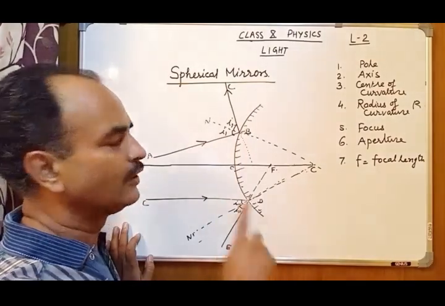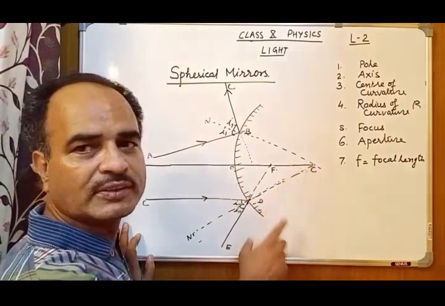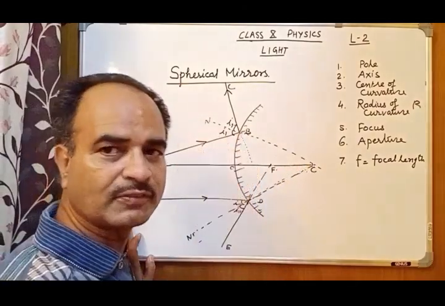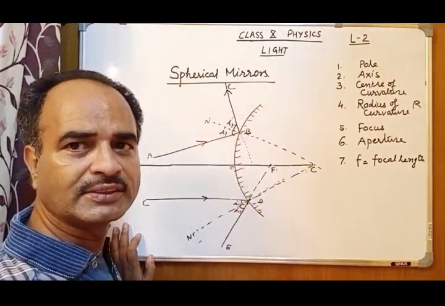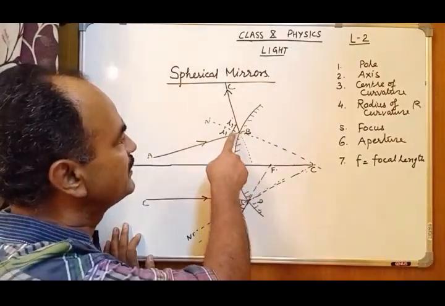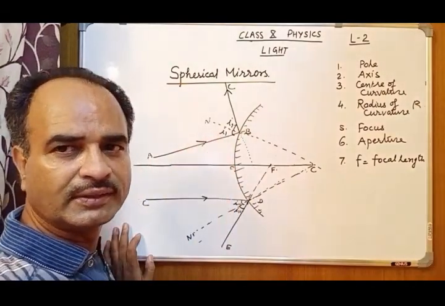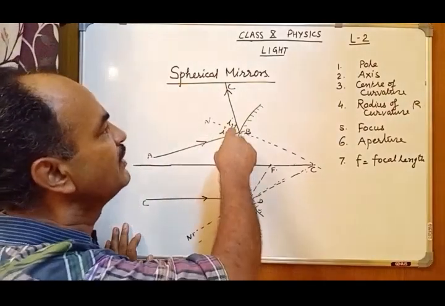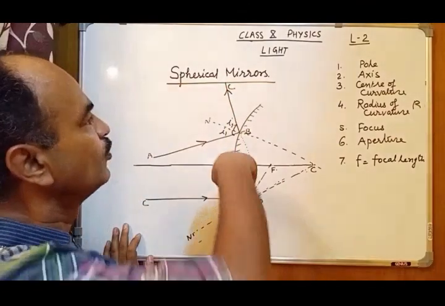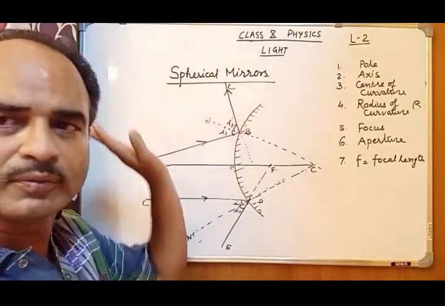What will happen? It will again follow the laws of reflection. How? This C is the center of curvature of this mirror, and the line passing through C and the point of intersection of this ray with the mirror will serve as the normal. So CN is the normal. If the ray makes angle I1 with the normal, then it will be reflected at the same angle I1 from the normal, in the BC direction, and go away from the mirror.